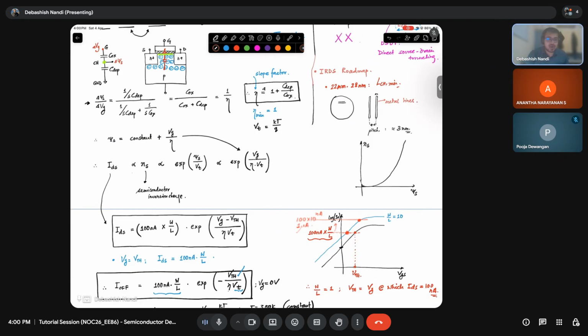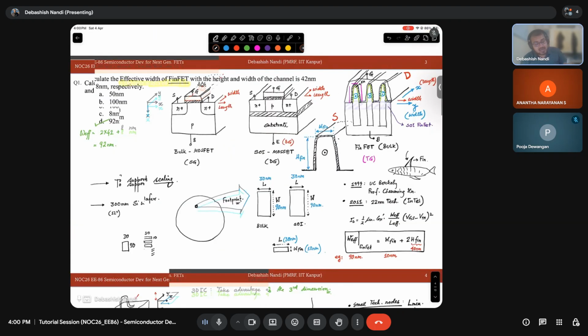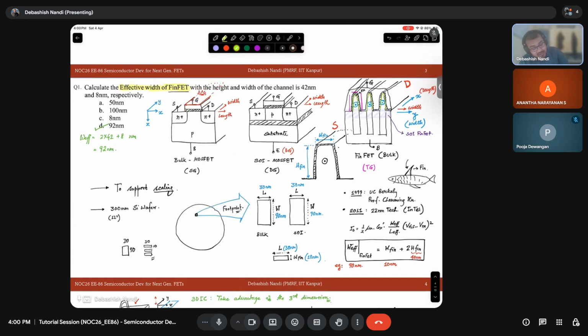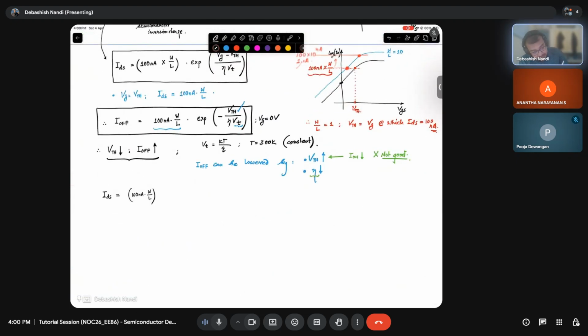We'll discuss how to tune eta and how it is helping. See, our goal is to understand why we have moved from this to this, and this to this. That is what we want to understand. So, if I write the equation, it is exponential Vg minus Vth divided by eta Vt.